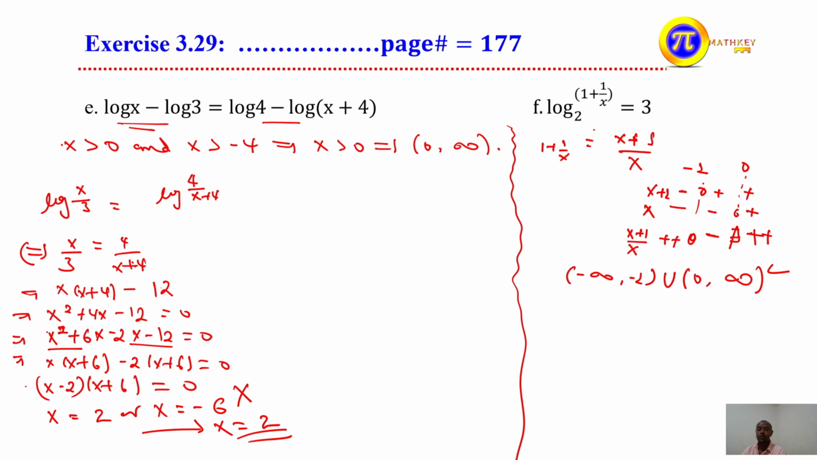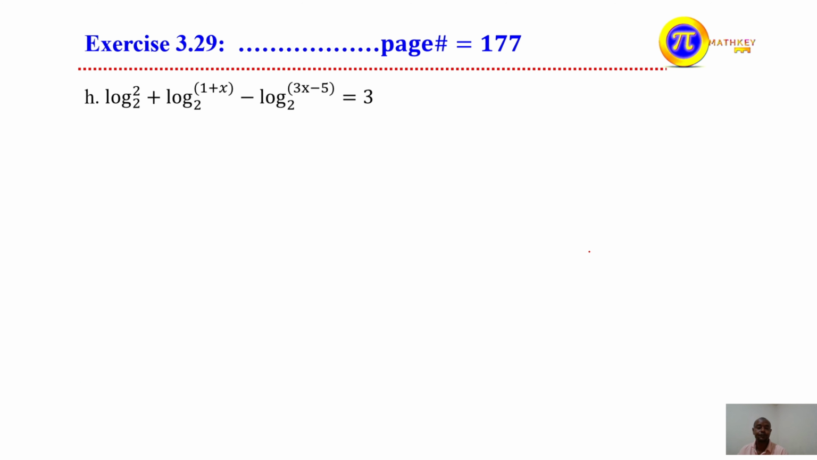If that's so, we can express this in exponent form: 2 to the power of 3 is equal to 1 plus 1 over x. So 8 minus 1 is equal to 1 over x. This implies 1 over x is equal to 7. What is the value of x? x is equal to 1 over 7. Yes, it is obtained in this interval, so it can be a solution for this logarithmic equation.